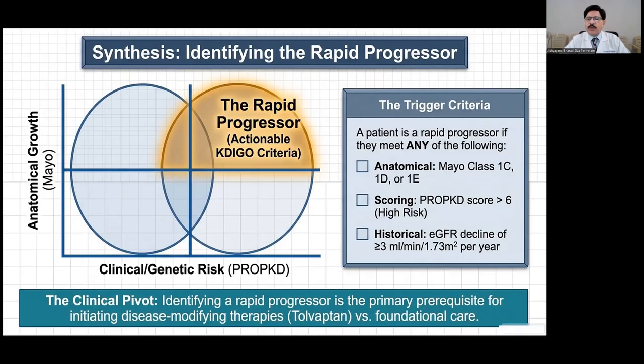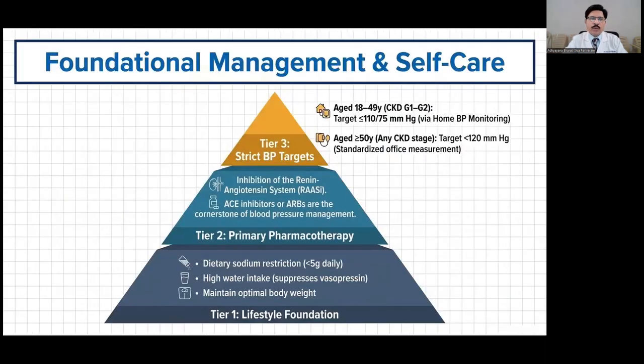Tolvaptan is a disease-modifying treatment. I can use it only in the rapid progressor versus in the foundational care. For that reason, I need to know who is the rapid progressor. Who is the rapid progressor? Who has a ProPKD score of more than 6 or a mixed score, Mayo imaging score of 1C, 1D and 1E. Okay, now you see. Look at the base.